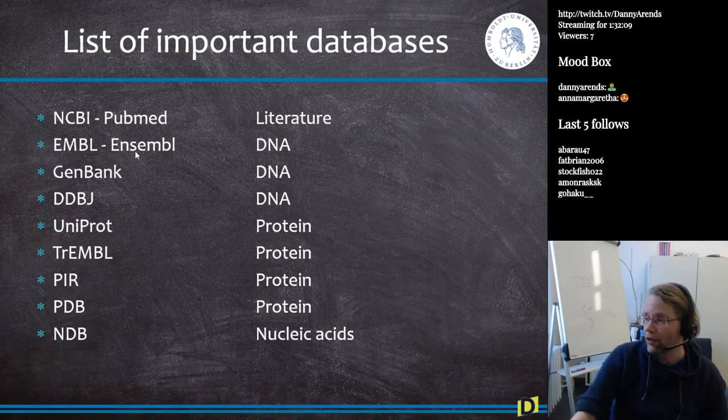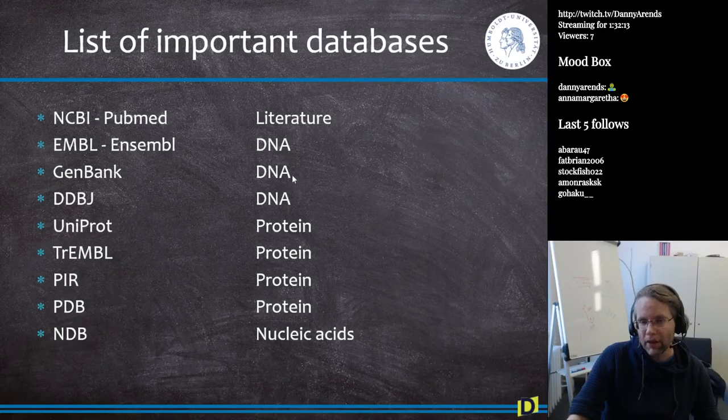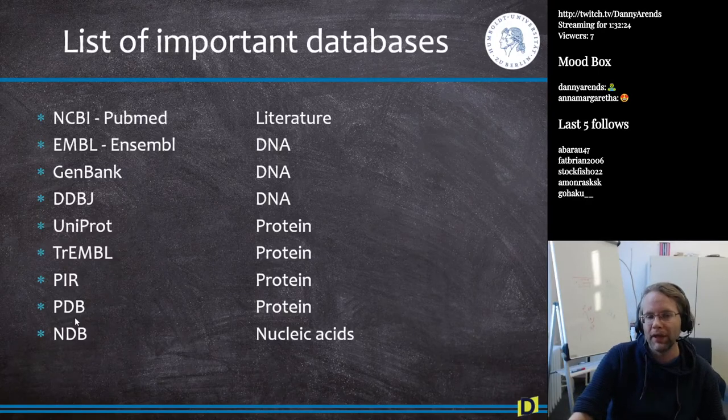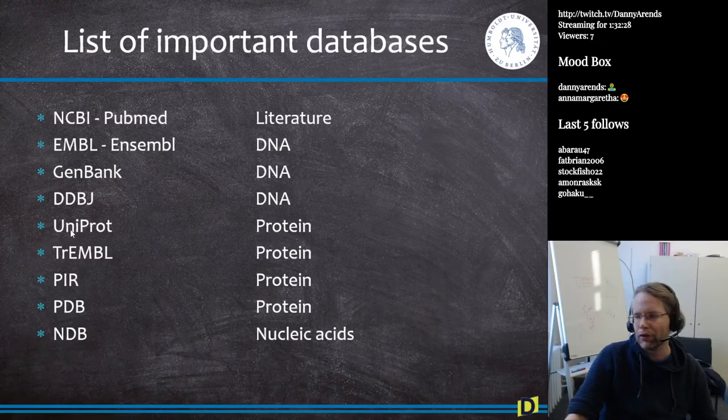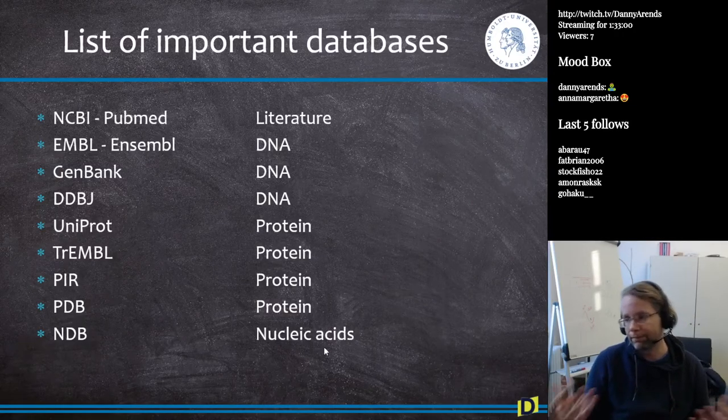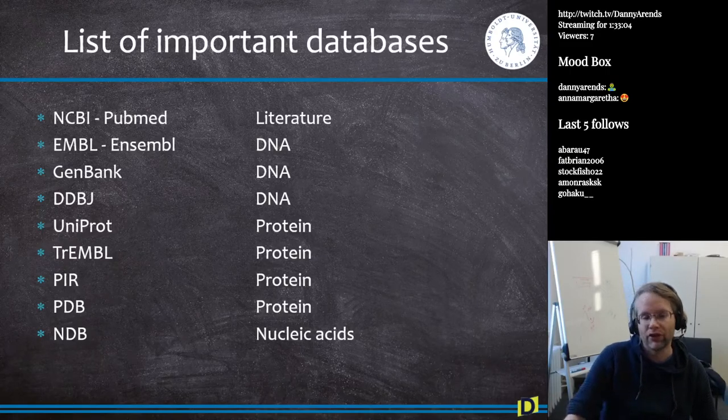Ensembl, we saw hundreds of times already during the lectures, and this is a DNA database. We also have GenBank, also a DNA database. The DDBJ, also a DNA database. For proteins, we have four main databases. So we have UniProt, TrEMBL, PIR, and PDB. I think we already looked at PDB, and I think we also looked at UniProt. TrEMBL we will discuss in a later slide, but all of these databases are protein databases and contain information about protein and protein structure. So here you can, for example, search for a certain motif and say, well, give me all the proteins which have a DNA binding motif. We have the NDB, which is the nucleotide database, which is for nucleic acids. So those are databases which contain a mix between DNA, RNA, microRNAs, and these kinds of things.